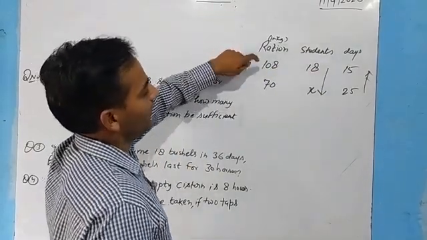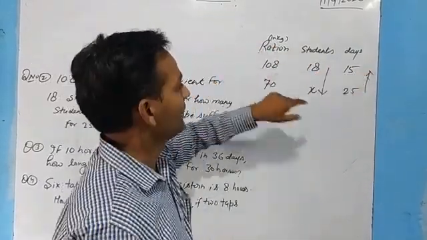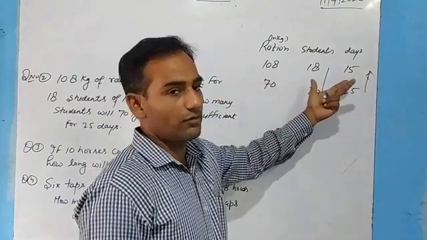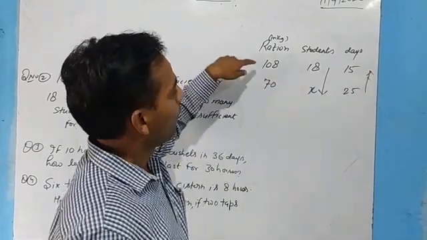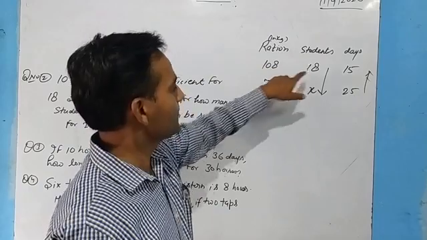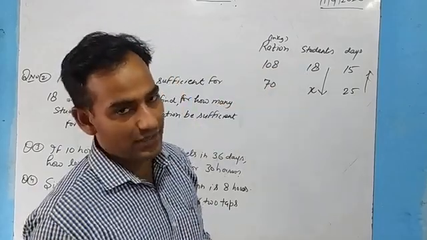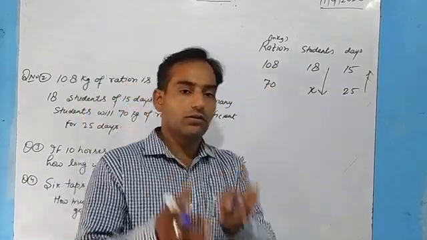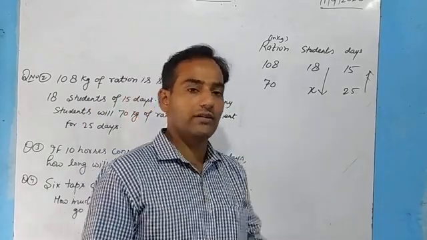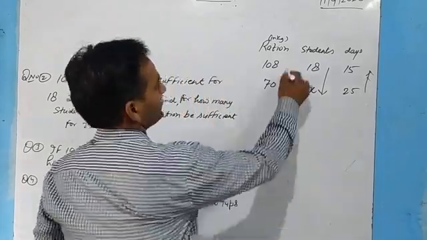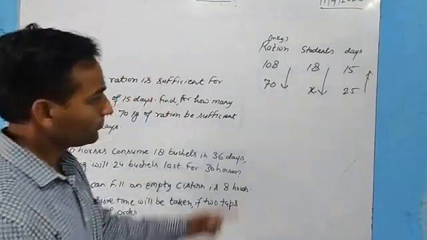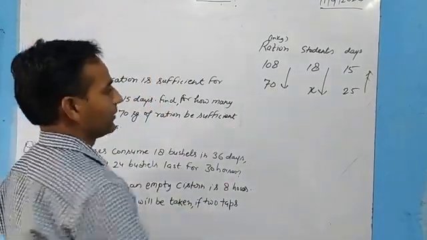Okay. Now 108 kg ration is for 18 students. Or you can say 108 kg of ration is for 15 days. You have to compare with this only. 108 kg of ration for 18 students. 70 kg of ration for fewer students. If the ration is less, it will be for fewer students; if the ration is more, then it will be for more students. So direct variation.